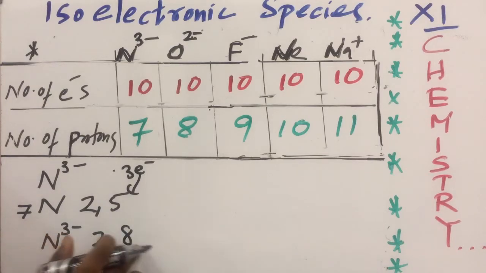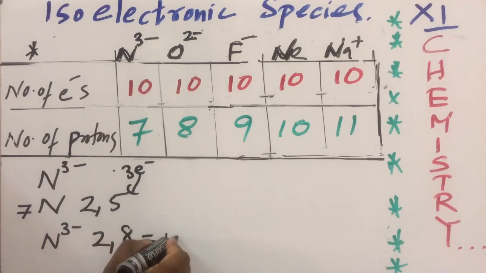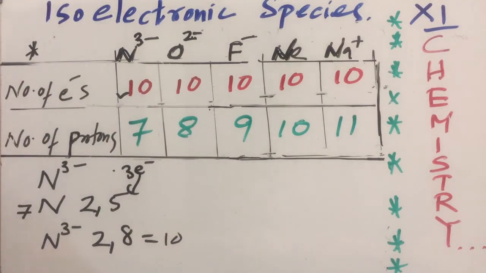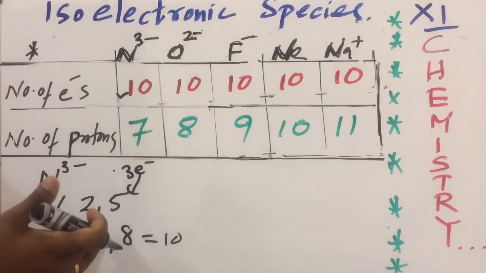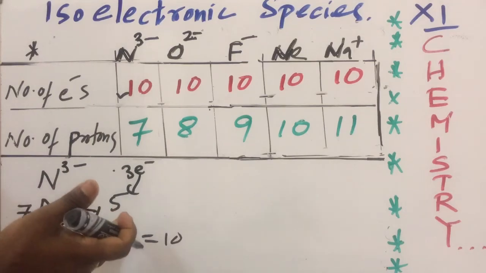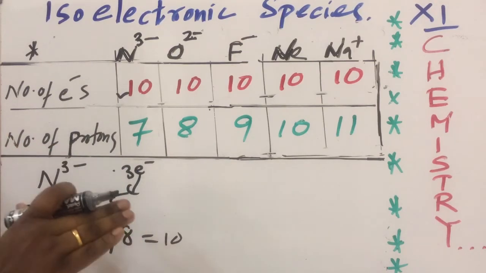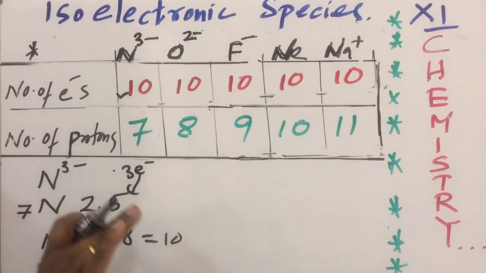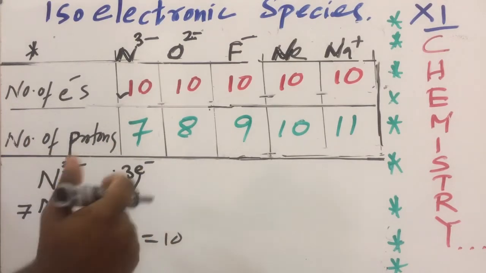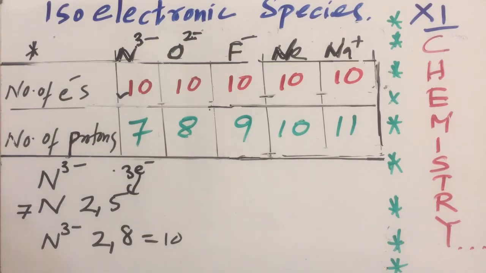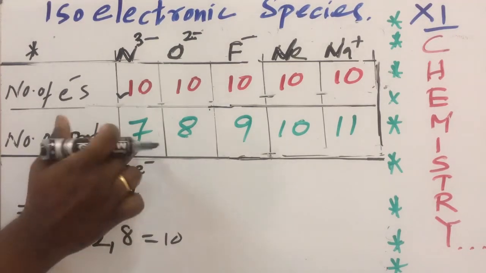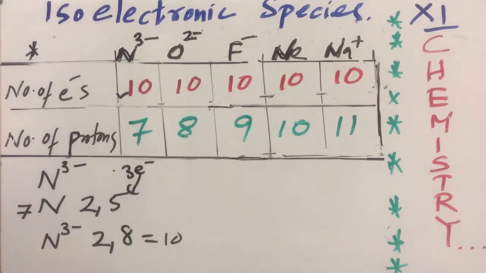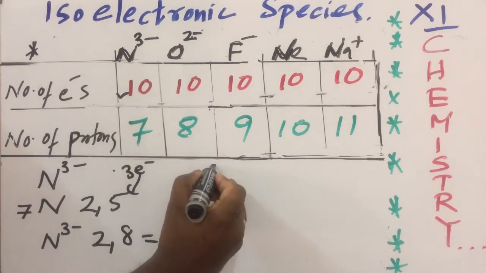So how many electrons in total? 2 plus 8 equal to 10. Clear? 10 electrons. But is there any change in the number of protons inside the nucleus? No. Inside the nucleus, no change. The number of protons remains the same. Only the number of electrons is changing here. So the number of protons is again 7. Nuclear charge remains the same.